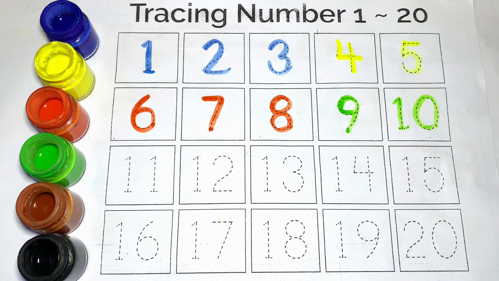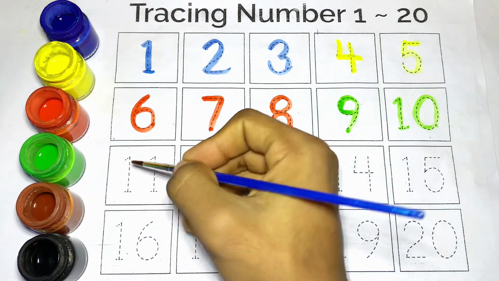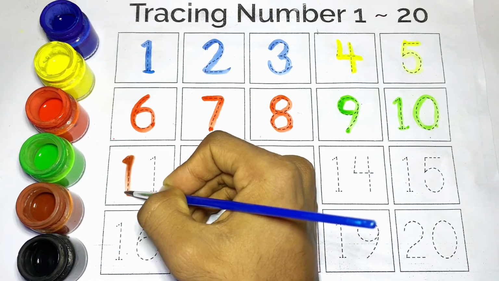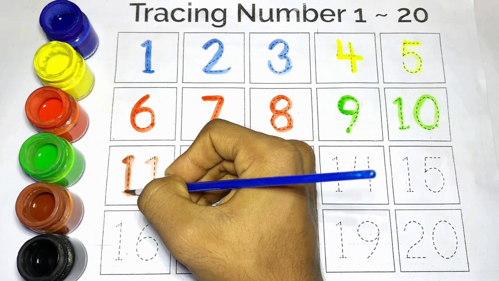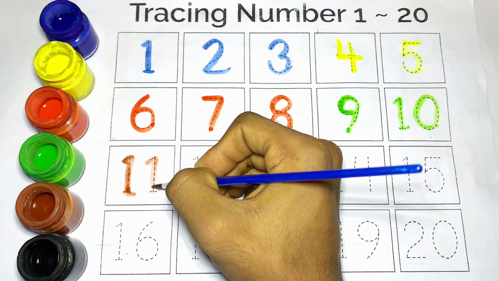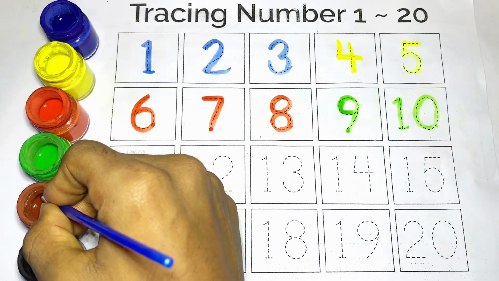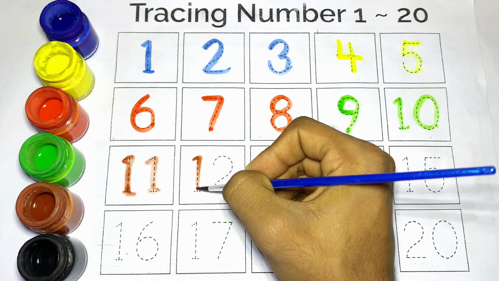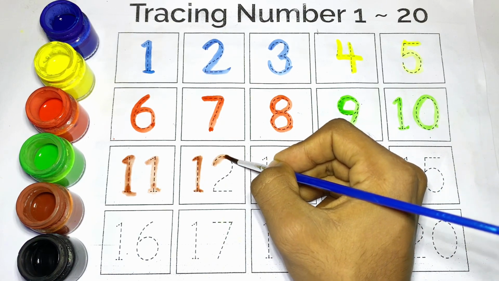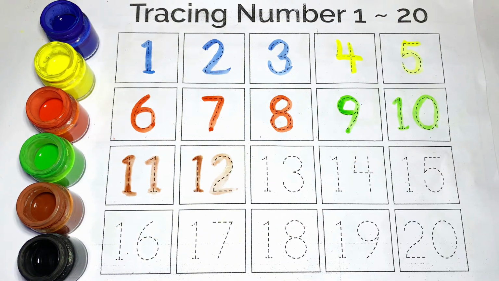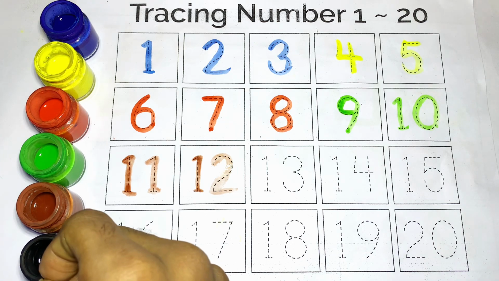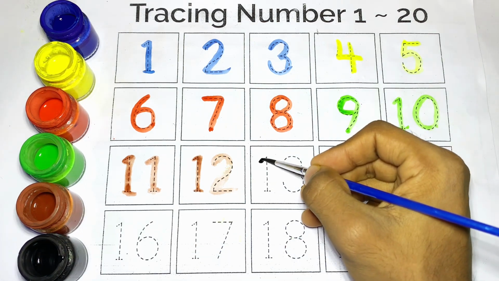Kids, now draw 11. The numbers of 11. And use brown color. Kids, again use brown color and draw 12. The numbers of 12. Kids, now draw 13. The numbers of 13. And use black color.